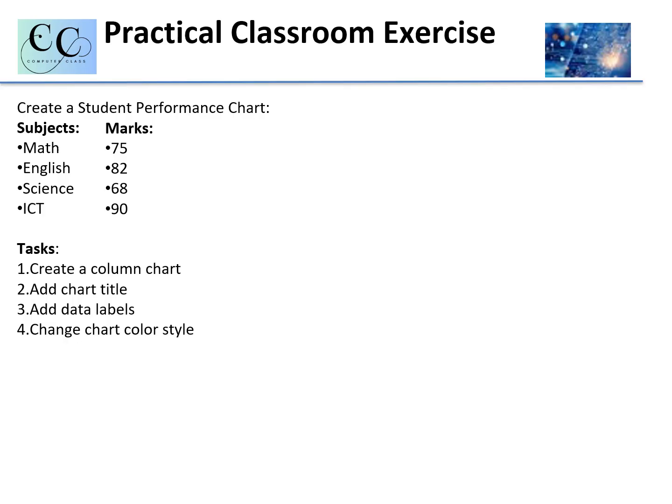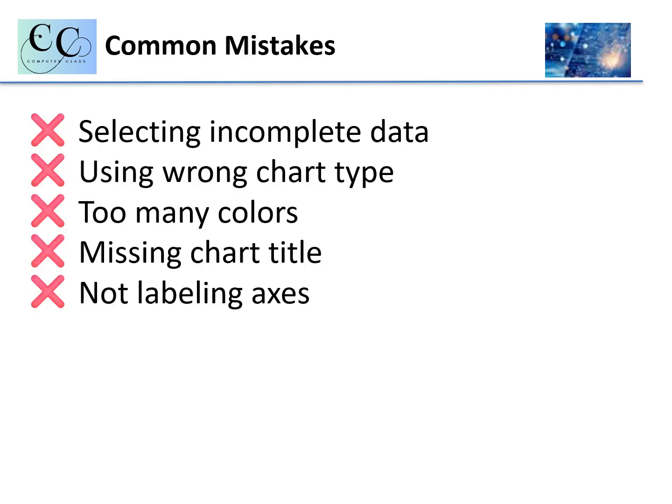Practical example for you to practice, create a student performance chart. For example, as you can see, with subject and marks for maths, English, science, and IT, then with the respective marks, then create a column chart, add a chart title, add a data label, then change chart color style. And I'll be able to show you in the next lesson how to create a chart.